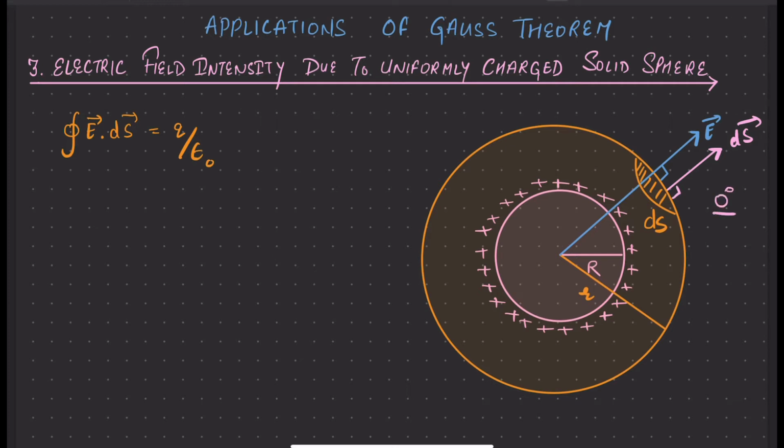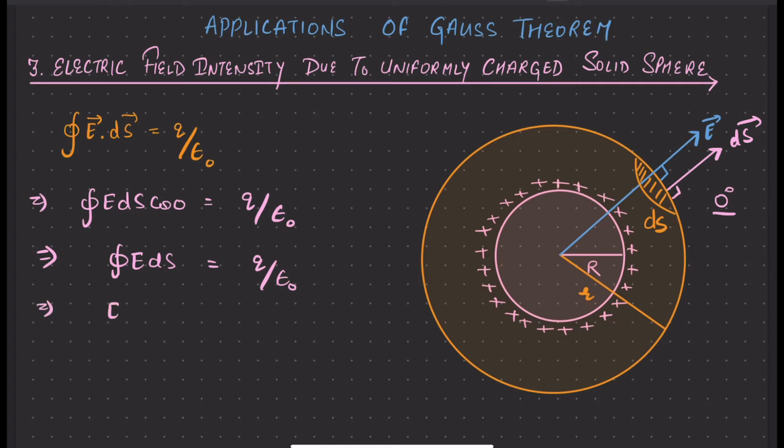Now, from this equation which we have written from the Gauss law, we can rewrite it as closed integral E ds cos 0 is equal to q upon epsilon naught, and we know cos 0 is 1. So 1 multiplied by E into ds is E ds. Therefore, we are left with E ds is equal to q upon epsilon naught. Taking E outside the integral, we will have E closed integral ds is equal to q upon epsilon naught.